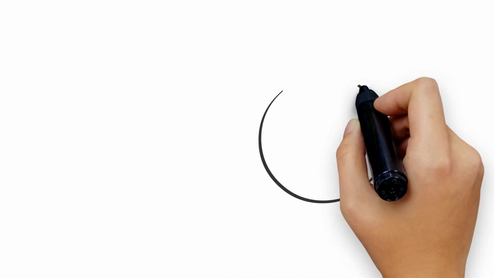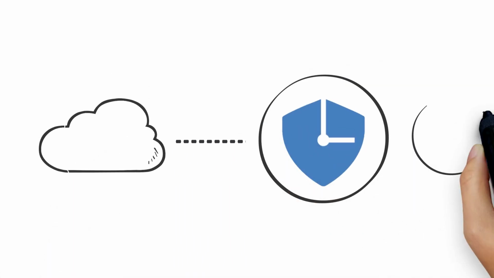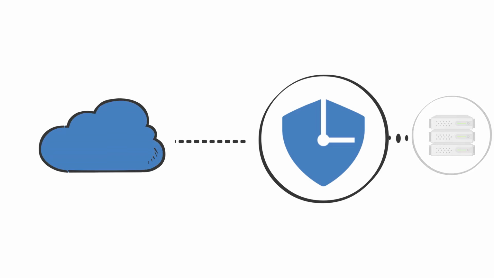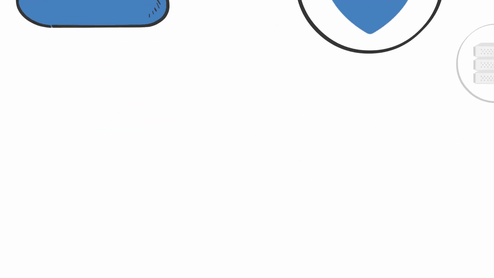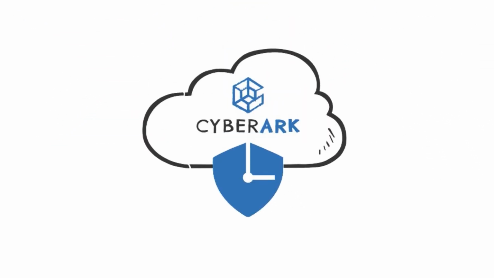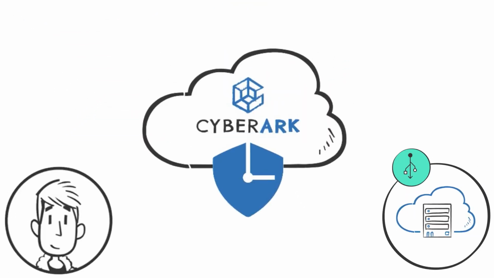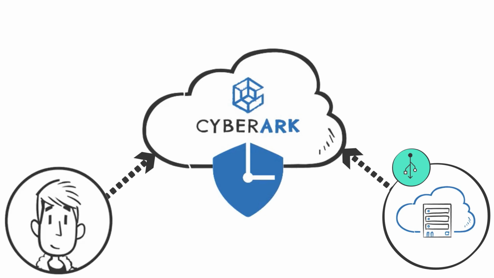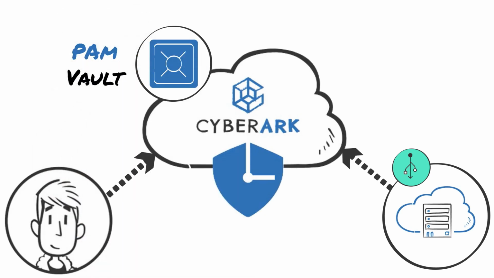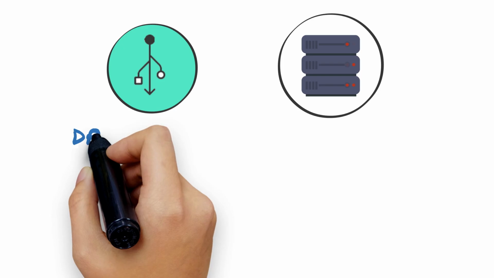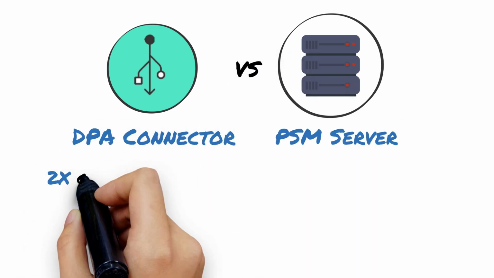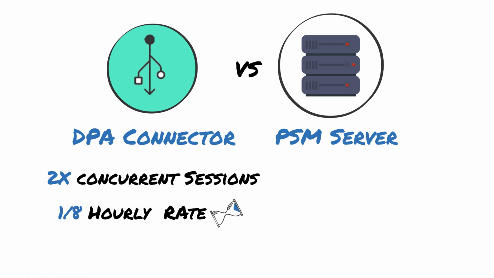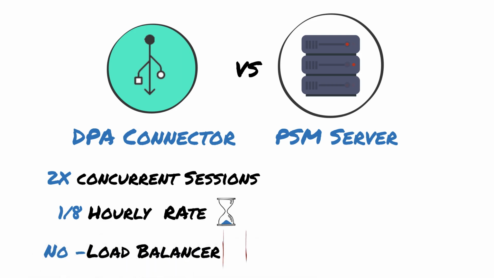The architecture allows us to move most of the brains of privileged session management to the cloud, and in turn reduce the resource-consuming components required on premises. With our solution, all you need to do is deploy the lightweight DPA connector, which acts as a reverse proxy to allow secure access from the CyberArk cloud service to your organization's assets, using credentials stored in the CyberArk PAM vault. This lightweight connector can support twice the number of concurrent sessions using 1/8 of the hourly rate required by the traditional PSM server. Furthermore, there is no need to deploy a load balancer.